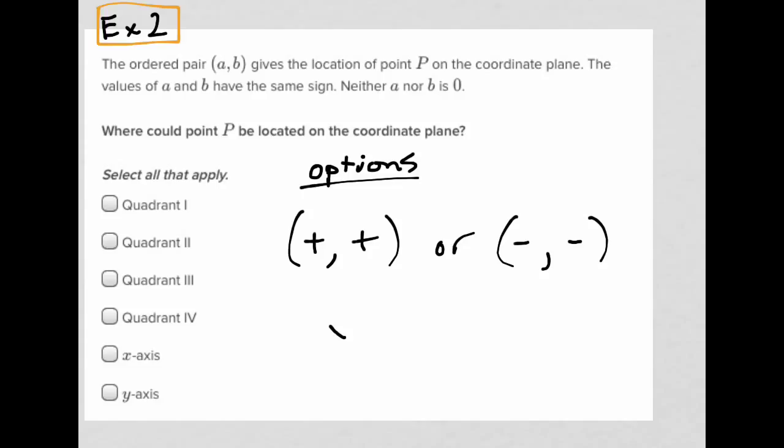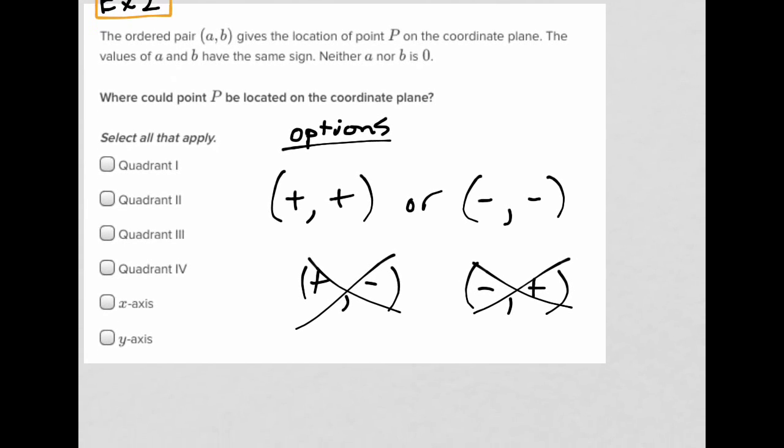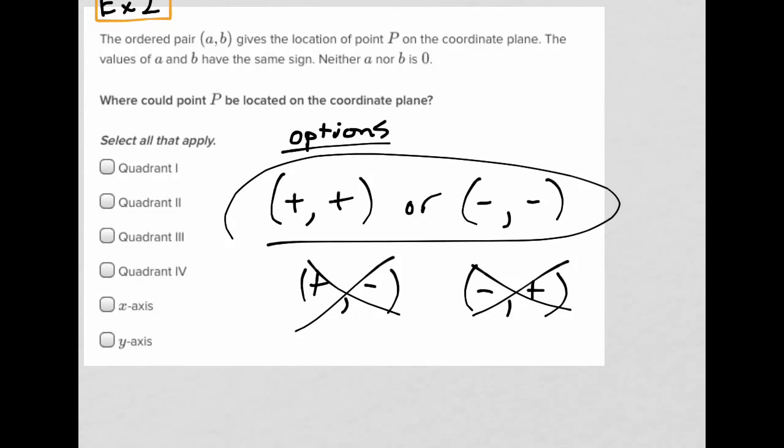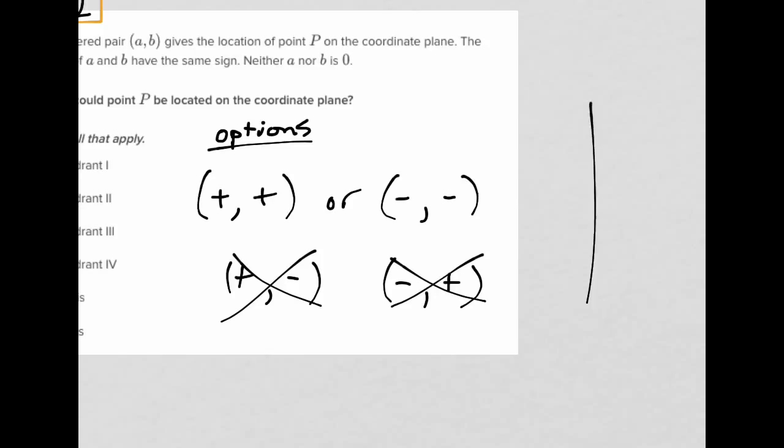I cannot have a positive and a negative because that's not the same sign. And I can't have a negative and a positive because that's also not the same sign. So, these are my only options. Let's quickly plot those. If I have positive and positive, that means I must go out somewhere on the positive x-axis, and then up somewhere because I'm going in the positive y direction. So that would be somewhere right there, plus, plus.